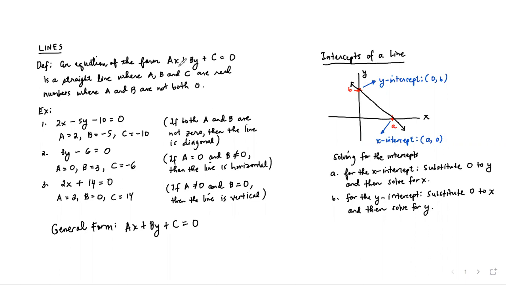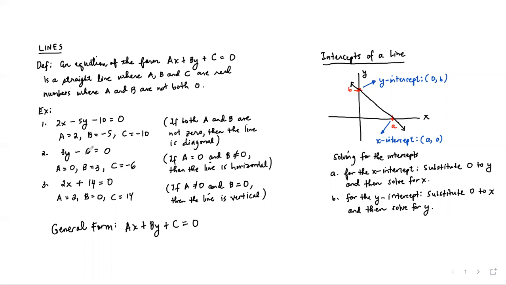Because if a and b are both 0, then the equation of a line will be reduced to a constant value. So for our example, 2x minus 5y minus 10 equals 0 is a straight line where a is equal to positive 2, b is equal to negative 5, and c is equal to negative 10. Now, since a and b are not both 0, then the line must be a diagonal line.